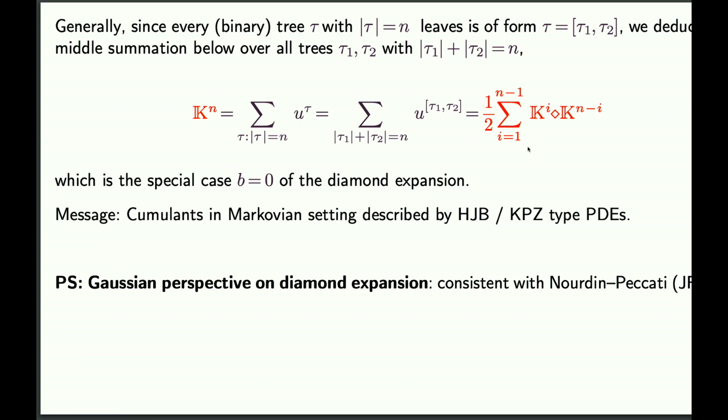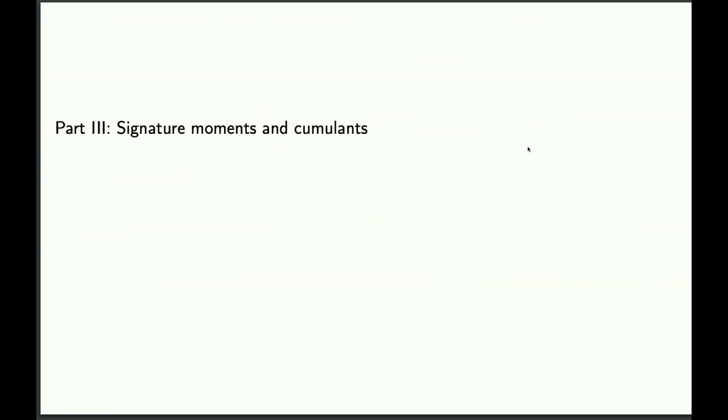This is from this wild sum expansion, and that this equals this one is a special case of the expansion we had, but you can also deduce it from this view here. Okay, so this is a Markovian view on these diamond expansions, and to complete the picture, there's also a Gaussian perspective on this, and this is a JFA paper 2010 by Nordin-Picatti called Cumulants on Wiener Space. So you have somehow the Gaussian, the Martingale, the Markovian picture all together.